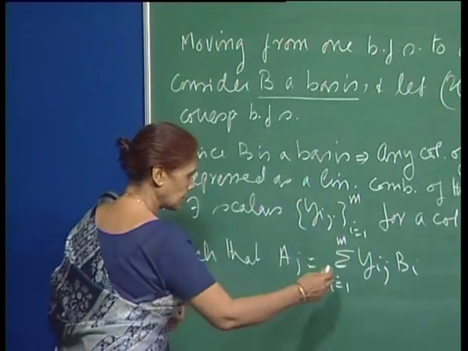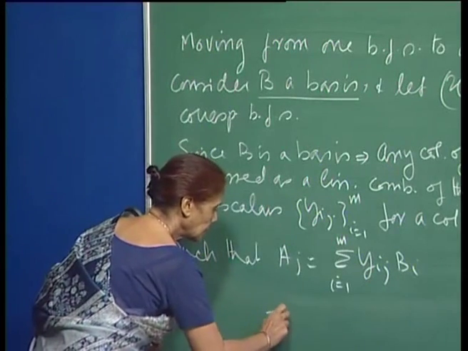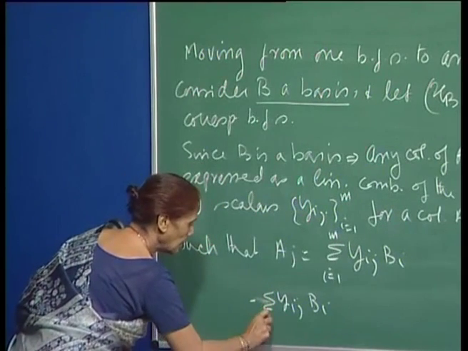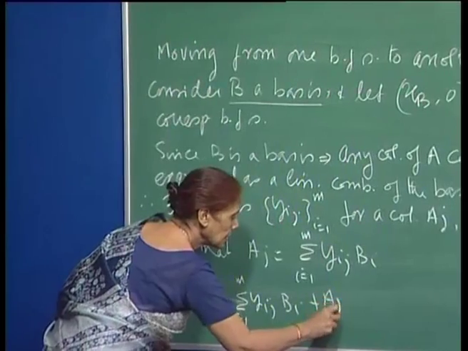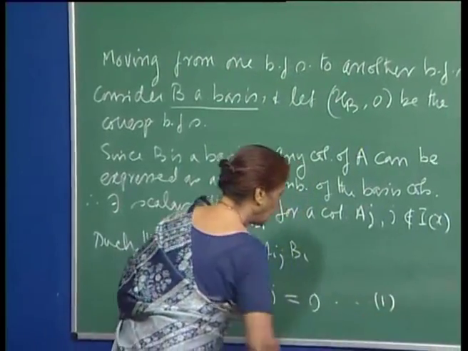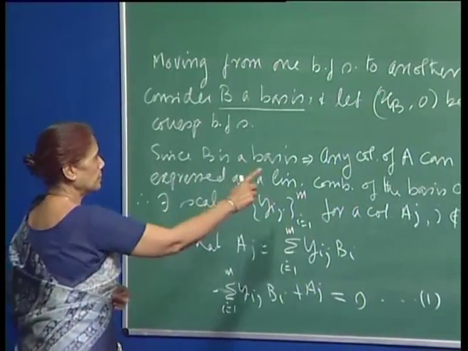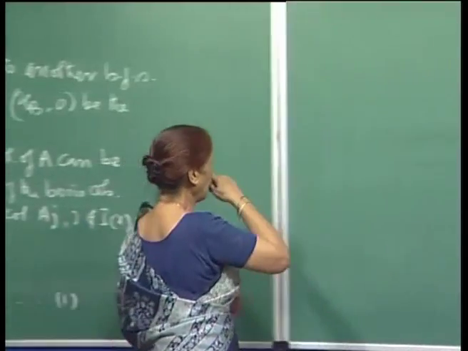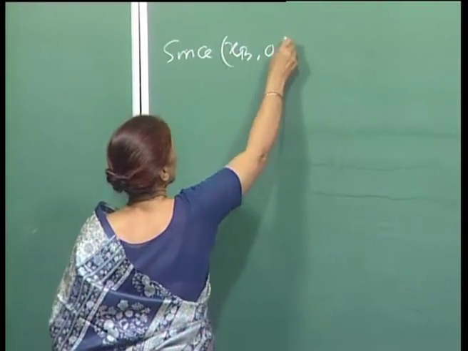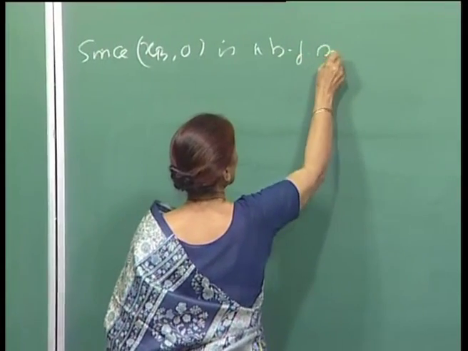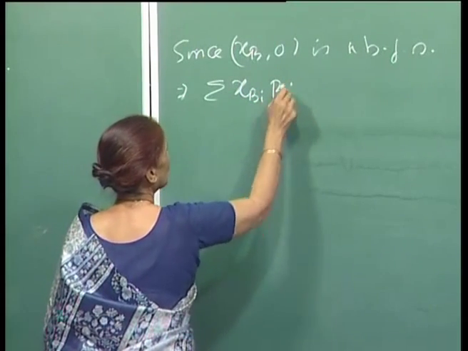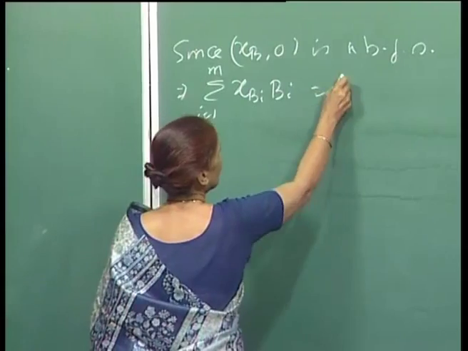So I express A_j as a linear combination of the columns of B. This expression we can write as minus summation y_ij B_i, i varying from 1 to m, plus A_j equal to 0. Take this expression as 1. Also, since x_B0 is a basic feasible solution, this implies that summation x_Bi B_i, i varying from 1 to m, is equal to b, the right hand side.